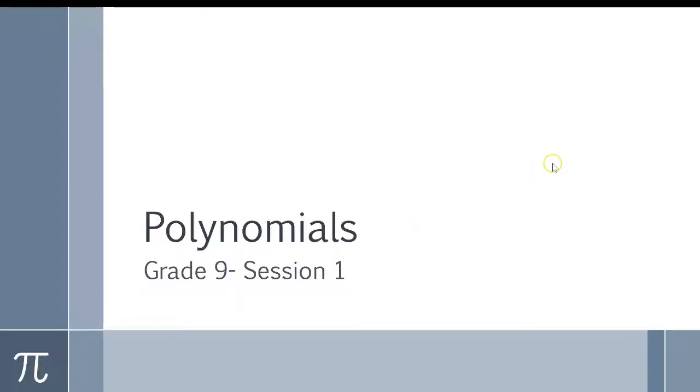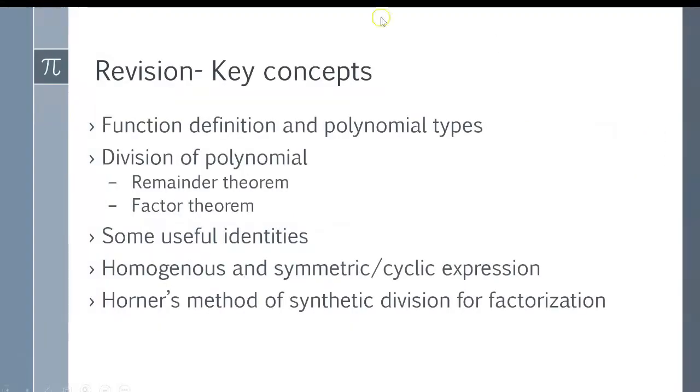Okay, so we'll cover some basic aspects of the chapter on polynomials, and this is part 1 of this chapter. Within this, we will first revise some basic concepts: what is a function and what are the types of polynomials.